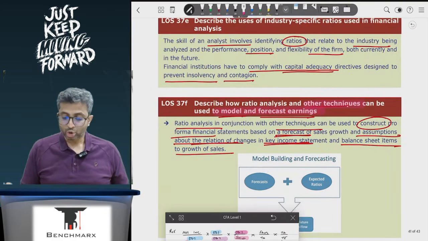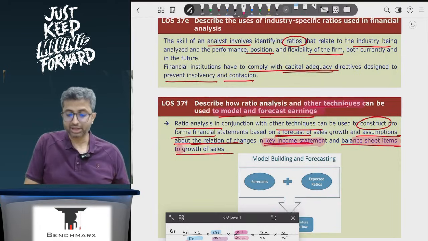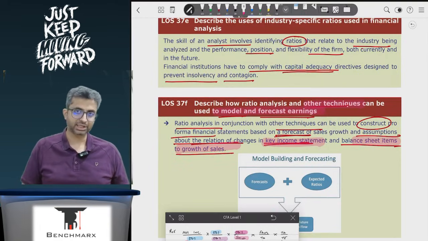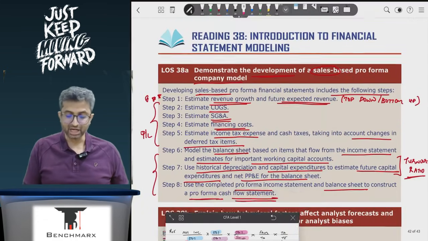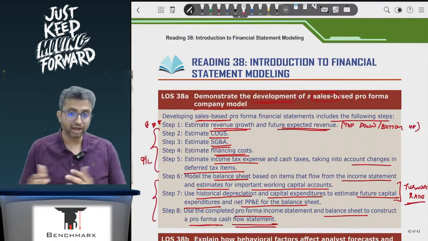very good bridge to forecast the income statement as well as balance sheet items based on the growth which is there in sales. And post that, we are finally into the last leg of this FSA.